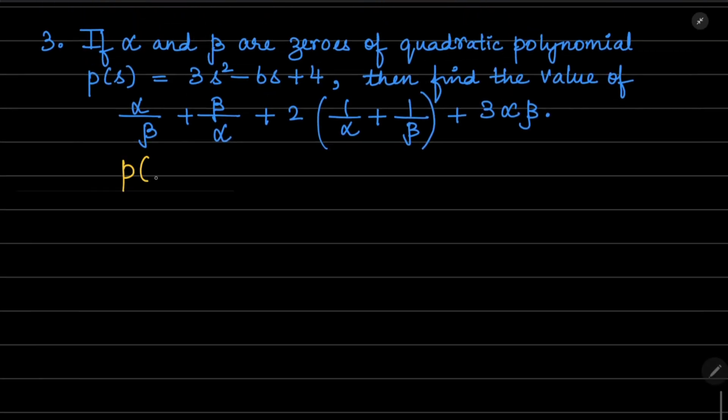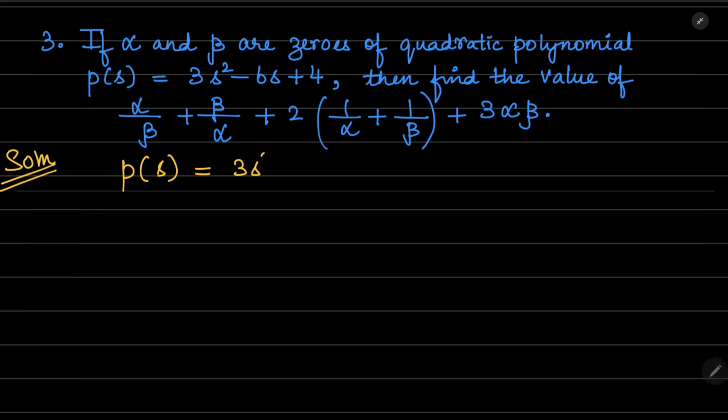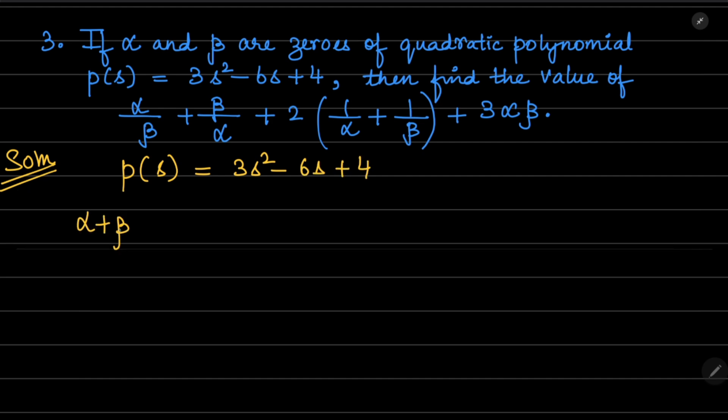So first let me write the given polynomial as it is. So it is nothing but 3s square minus 6s plus 4. What is the sum of the zeros? Alpha plus beta is equal to minus b by a.